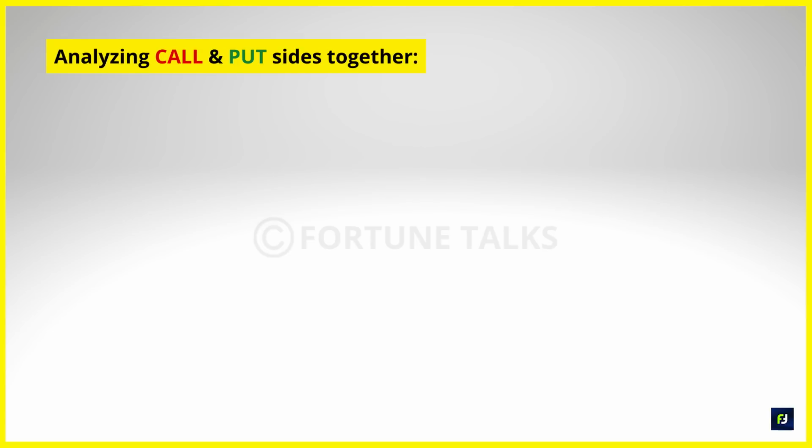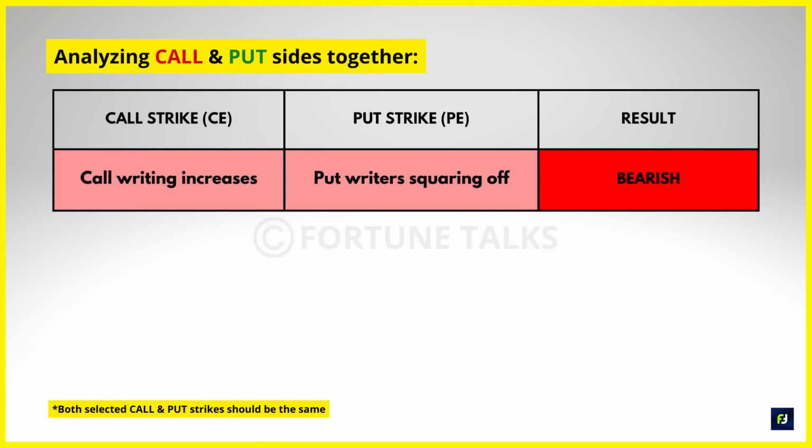And finally, let us combine both calls and puts together and understand the market sentiment. If a call writer is adding fresh positions while a put writer is exiting their existing position, it implies a bearish sentiment in the underlying. For the short term, it suggests that the resistance is strengthening while the support is weakening.